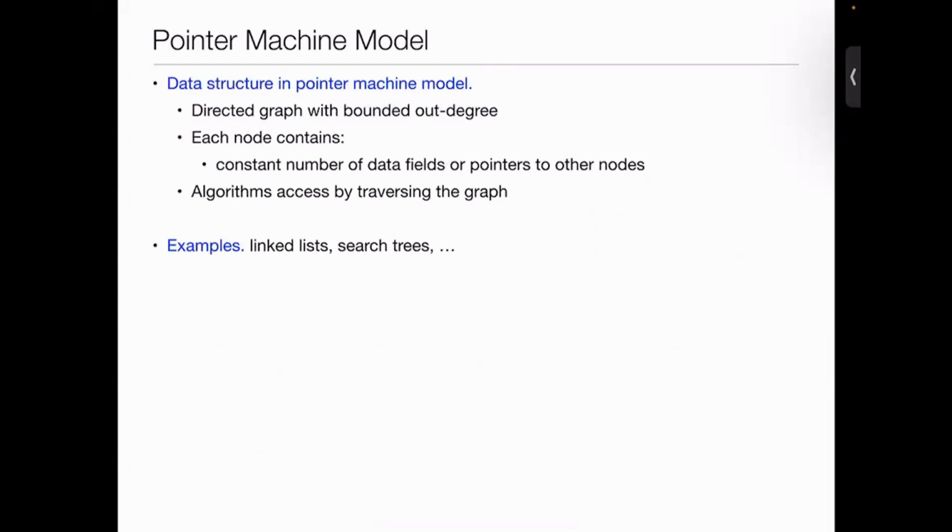In the pointer machine model, every data structure can be viewed as a directed graph with a bounded out degree. Every node contains a constant number of data fields, and it can also contain some pointers to other nodes. To access the data structure, you have to traverse the graph from the root. You all know data structures like linked lists, search trees, and so on. In this model we cannot do random access. We cannot say, give me the 5th position in the list, or do hashing and stuff like that. So that's the model we are going to work with. Any questions at this point?